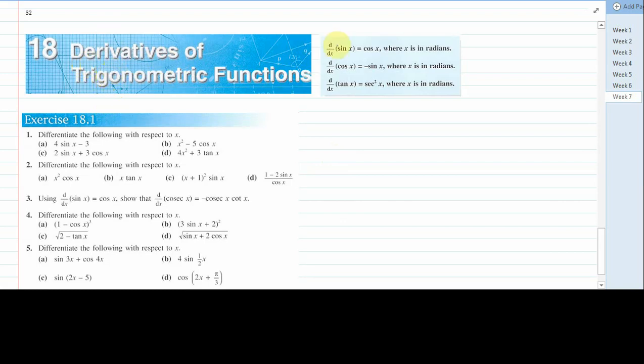The basic formula we are going to use in this chapter is d by dx of sin x. The derivative of sin x is cos x, the derivative of cos x is negative sin x, and the derivative of tan x equals sec square x. Make sure that in your differentiation, your calculator must be in radians mode, right? Whenever you are doing trigonometry and differentiation, make sure that you have changed your calculator mode from degree to radians.